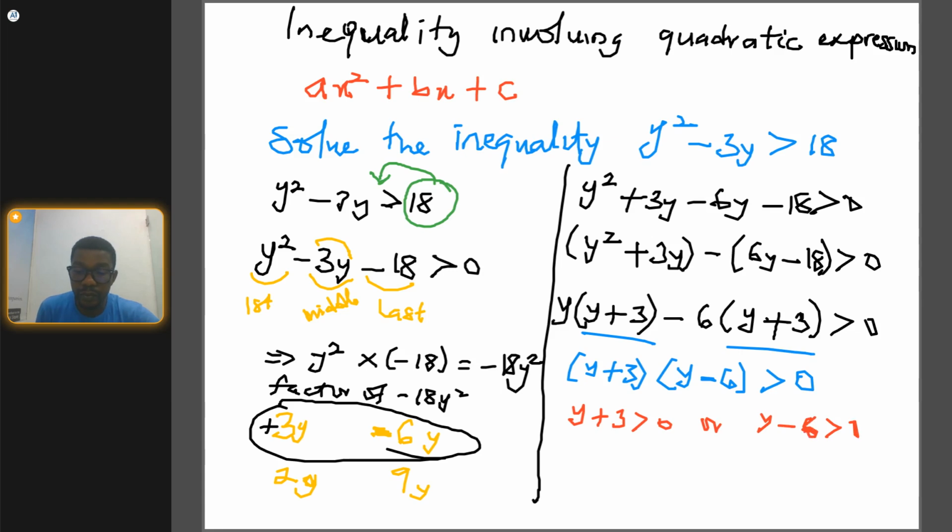By collection of like terms, y is greater than minus 3 or y is greater than 6. So this will be the expression: y is greater than minus 3 or y is greater than 6. I believe that is clear to us. Is the explanation clear to us? The first explanation. Okay, thanks for your response.